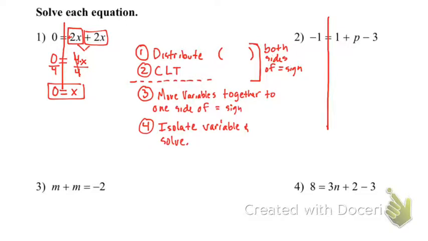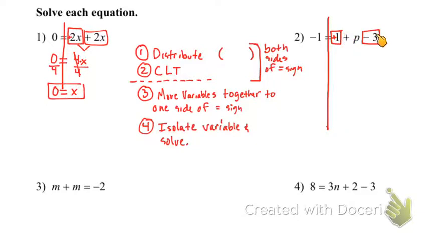We have positive 1 and negative 3. Those have to combine because they are like terms. They have no variables, so that makes them alike.